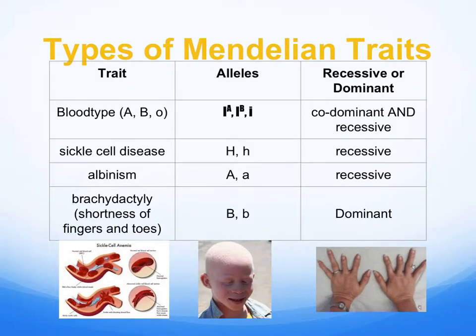Okay, a couple more examples of Mendelian traits. You do not need to copy this into your notebooks, but this is just a few examples. Your blood type, okay? Sickle cell anemia, whether you have it or not. Albinism, which is where you have a lack of pigmentation in your skin. And brachydactyly, which is the shortness of fingers or toes. Okay, not all of your fingers and toes will be short, but some of them will be.